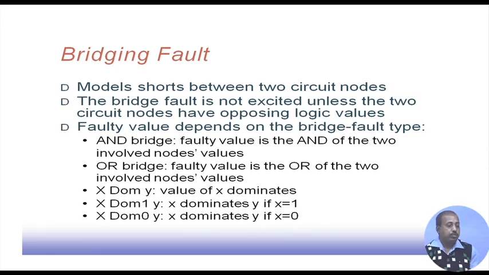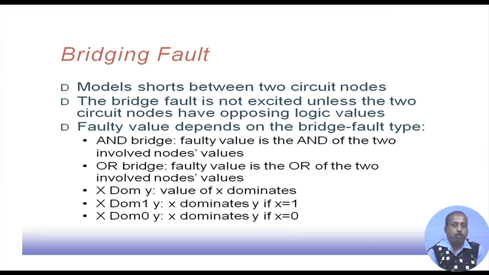Okay. So, the first one is the AND bridging. AND bridging is where the faulty value is the AND of the two involved nodes' values. Similarly, OR bridging means that the OR of the two values will come as the new value down the line. So, these are the two cases.